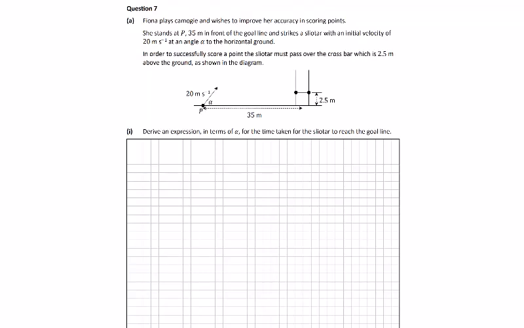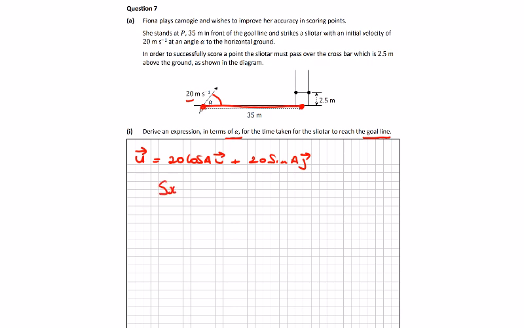Question 7, we have a projectile. A camogie player wishes to improve her accuracy. She's standing 35 meters away from the goal line and her initial velocity is 20 meters per second at an angle alpha. So the initial vector is 20 cos α in the i direction plus 20 sin α in the j direction. We have to derive an expression in terms of alpha for the time taken to reach the goal line.